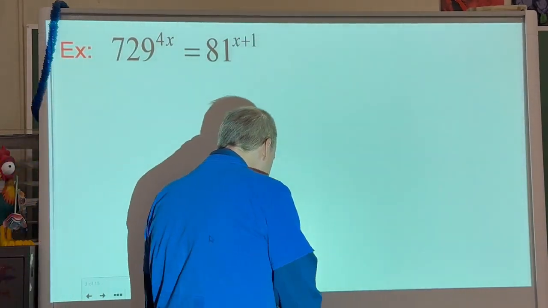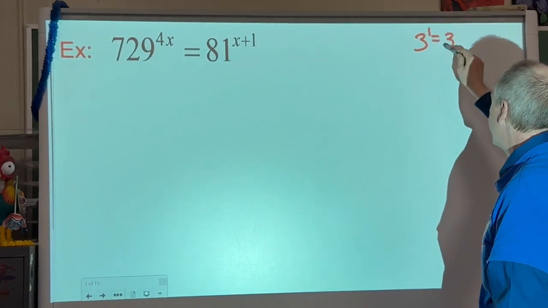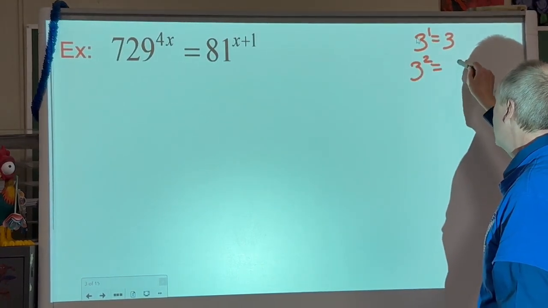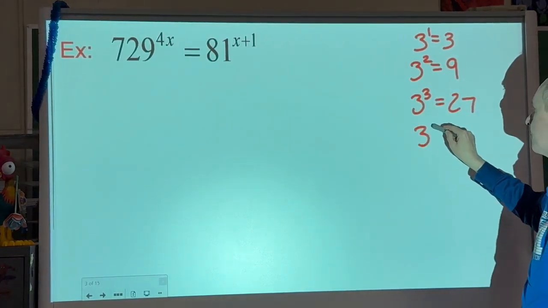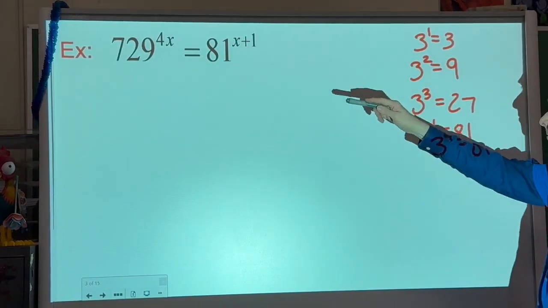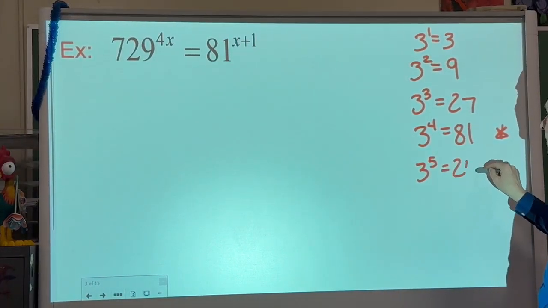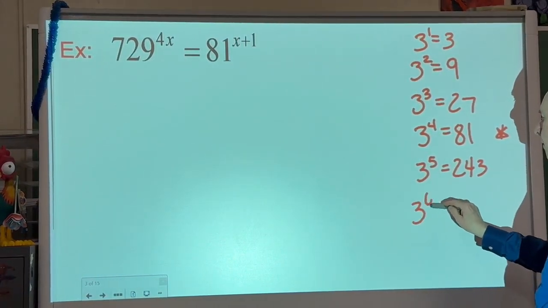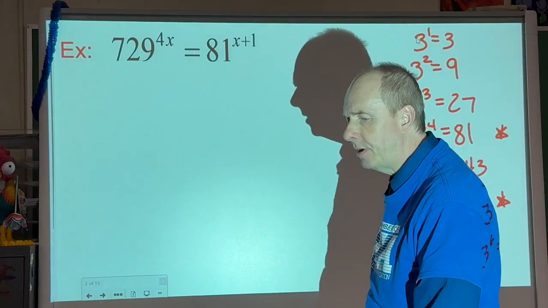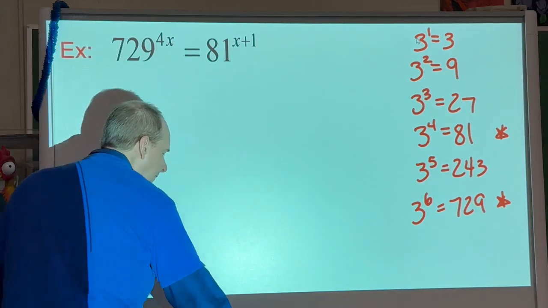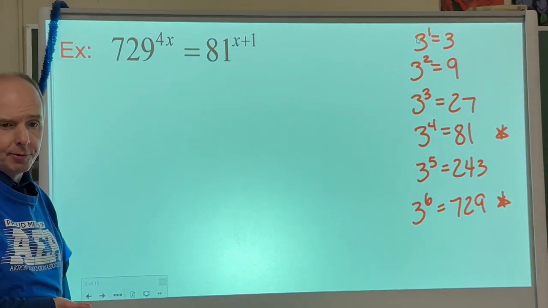If you recognize that you can write each of these using a power of 3, good for you. If you don't, you can always use logarithms to help find your answer. 81, there's one of them. I can use my calculator to find all these different common bases. 3 exponent 4, 3 exponent 5, 3 exponent 6. So these can be written using powers of 3.